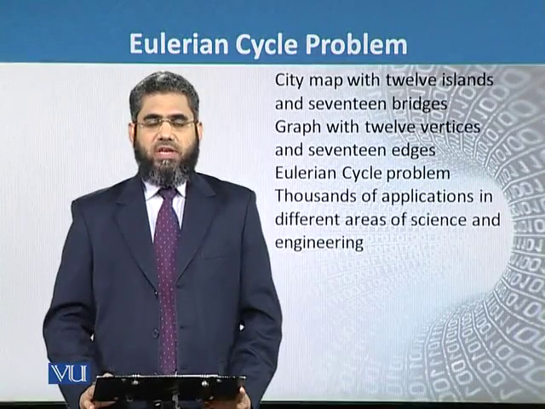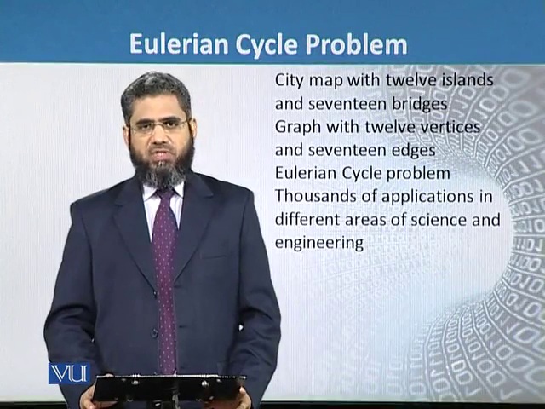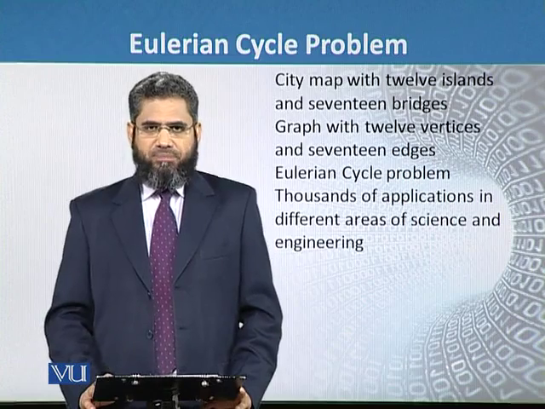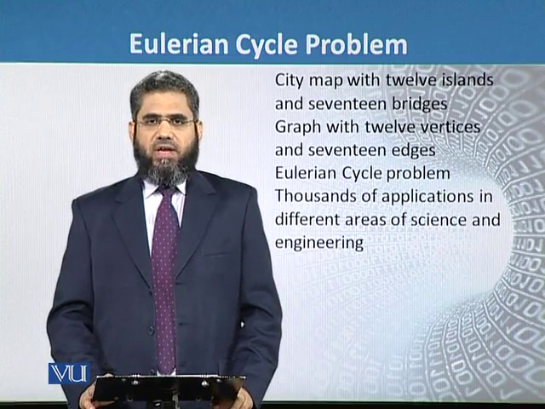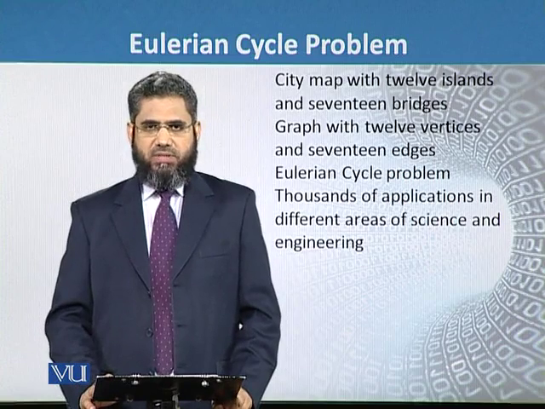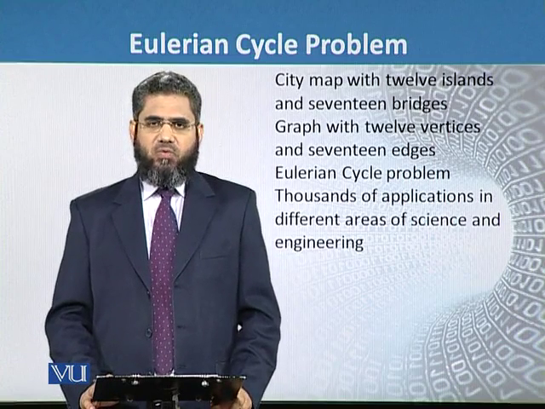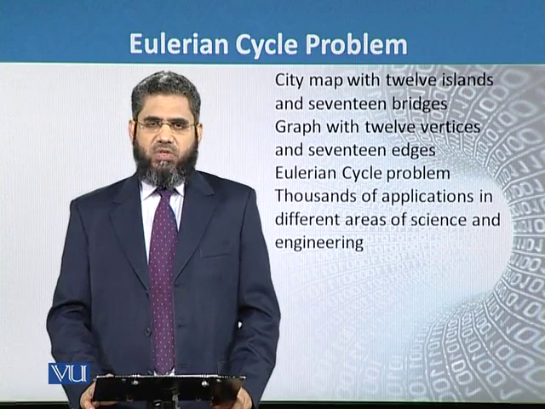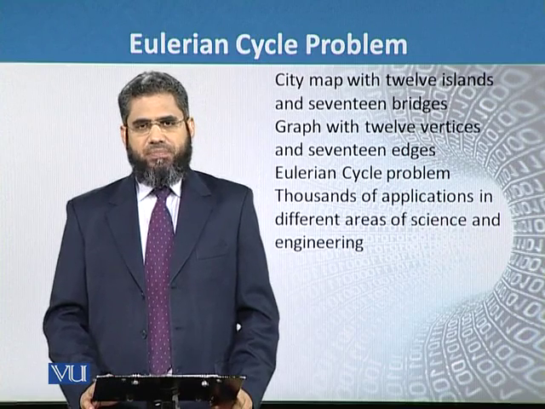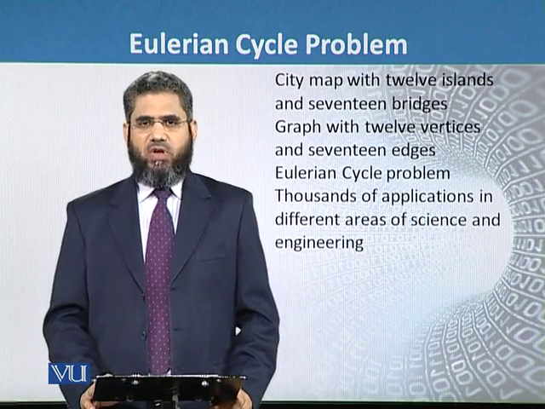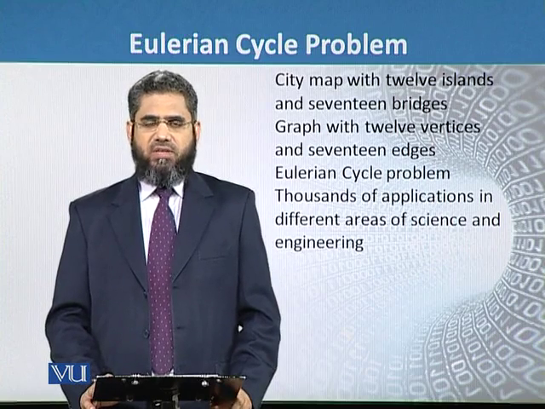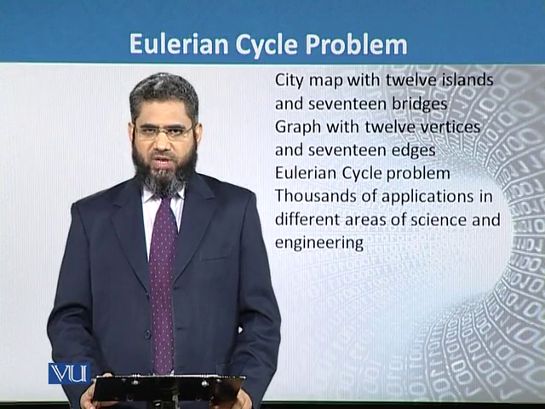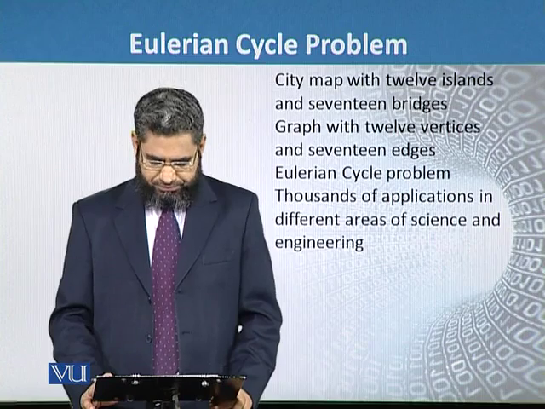Now we will consider the Eulerian cycle problem, and to understand it we have to consider a map of a city in which there are 12 islands and 17 bridges. If we convert this map into a graph, then we will consider 12 vertices, which represent the 12 islands, and 17 edges, which represent the bridges.